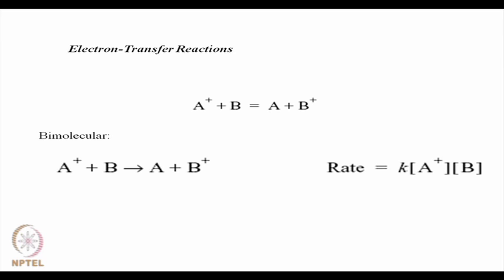Then we will move on to electron transfer reactions. Okay. So, what is an electron transfer reaction? An electron transfer reaction is typically a redox reaction, an oxidation reduction reaction. There are many examples that you can think of.